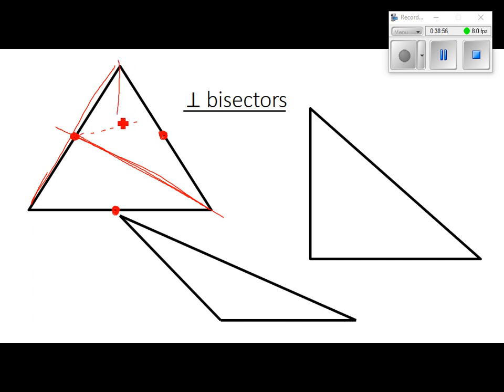Same idea here. That's a right angle, that's a right angle. And then same idea here. That's a right angle. Notice, if I could draw straight, they all three intersect at one certain point. That point is the circumcenter.